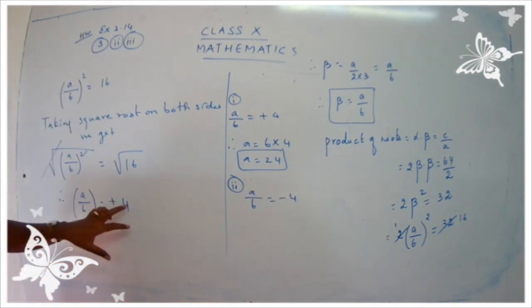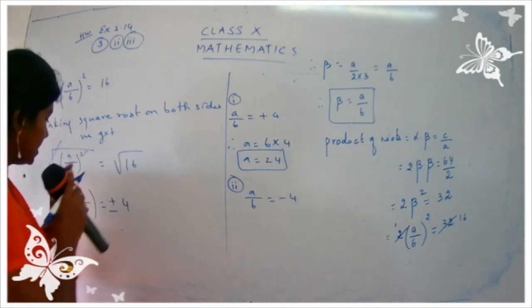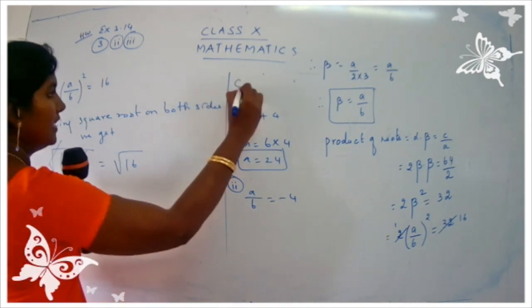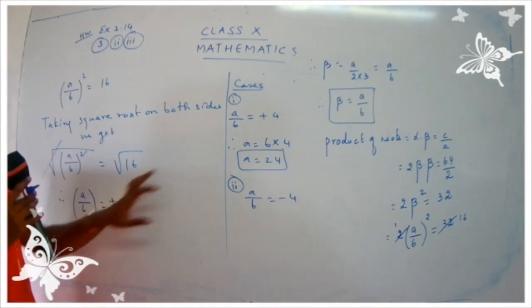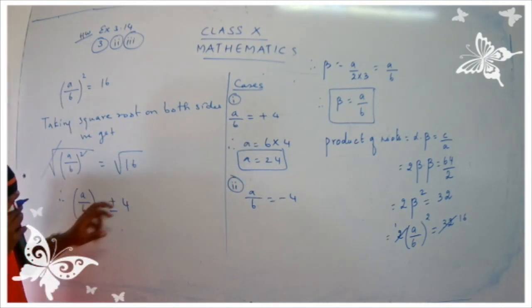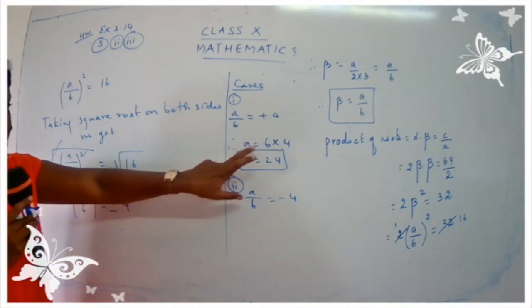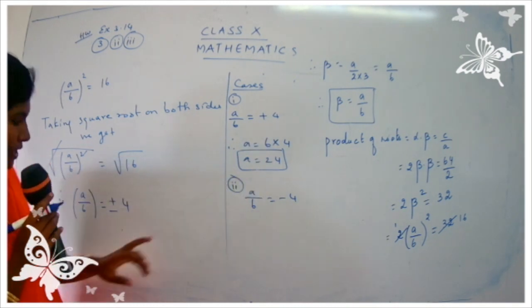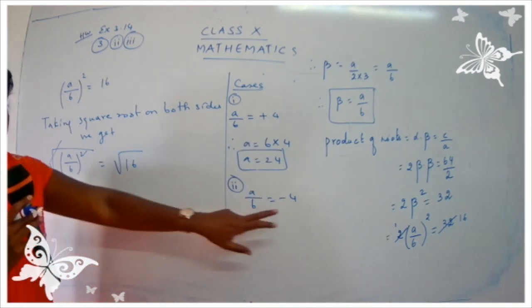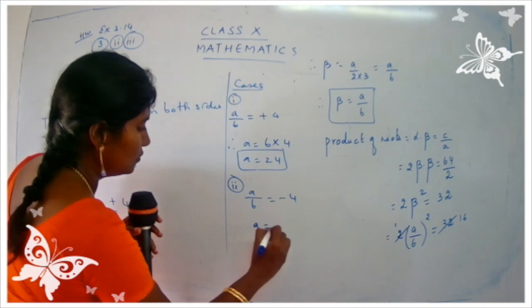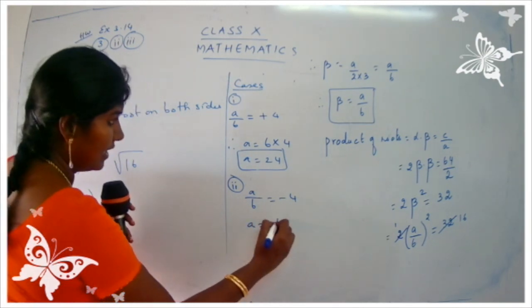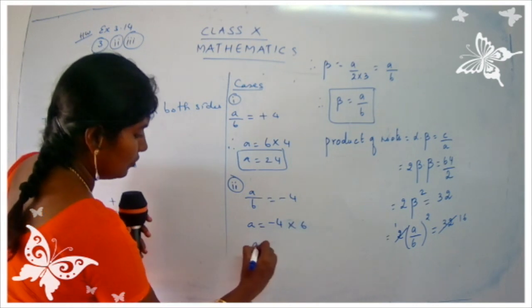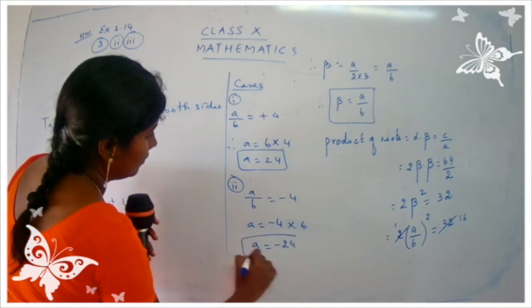That is, we have two cases, children. So you can just give the heading here, cases 1 and 2. Case 1 is when I am taking the positive part, A upon 6 is plus 4, so A is equal to 6 into 4, 24. And A upon 6 is equal to minus 4, so A is equal to minus 24. If you can write directly, you can write directly, no problem, or you can go for the steps.